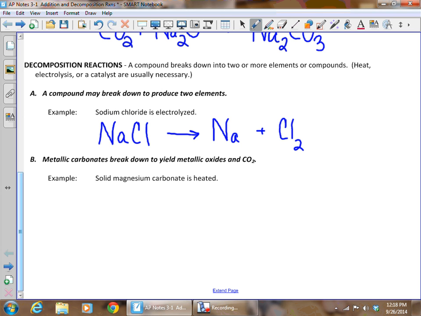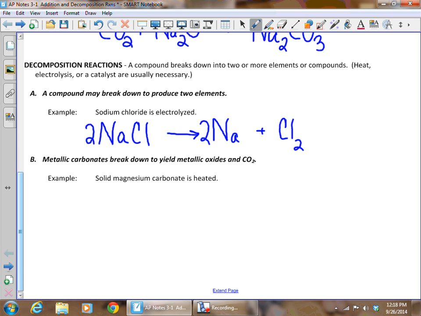So we've got sodium metal, chlorine gas, and now we need to balance it. Looks like we need a 2 here and a 2 here in order to get this balance. So that's the reaction. We've got to break it down into 2 or more elements, not ions. So remember that whenever you're breaking those down. In the next example, magnesium carbonate is heated.